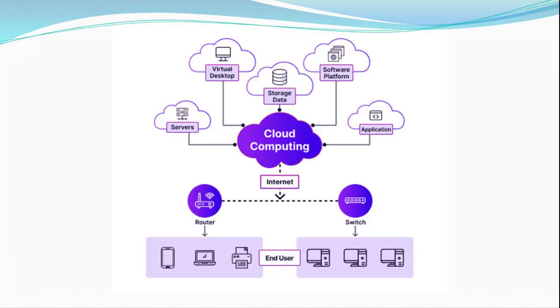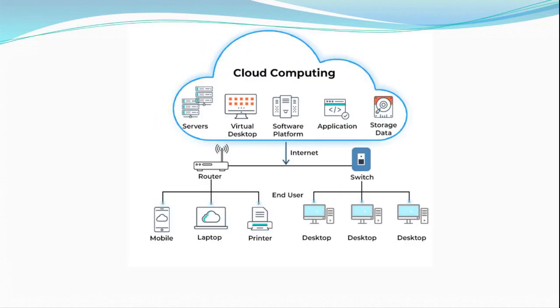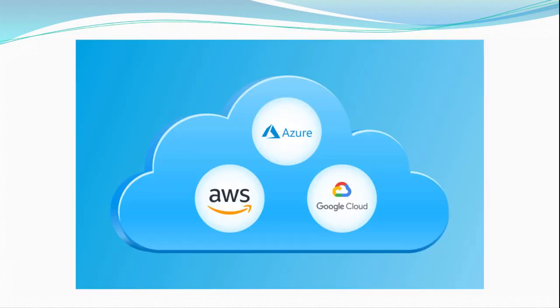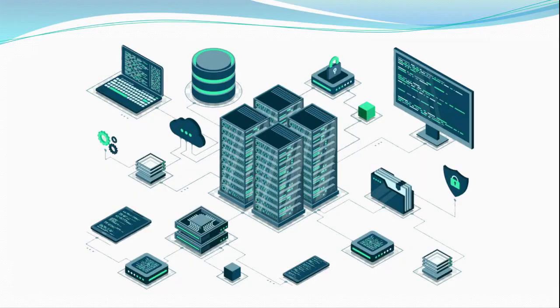In the public cloud model, cloud services like servers, storage, and applications are delivered over the internet by third-party providers. These providers are responsible for maintaining all the hardware and infrastructure, while customers access these services remotely. Think of platforms like Amazon Web Services, AWS, Microsoft Azure, or Google Cloud. They offer massive data centers where all the heavy lifting is done. Businesses simply pay for what they use without needing to worry about managing the infrastructure.